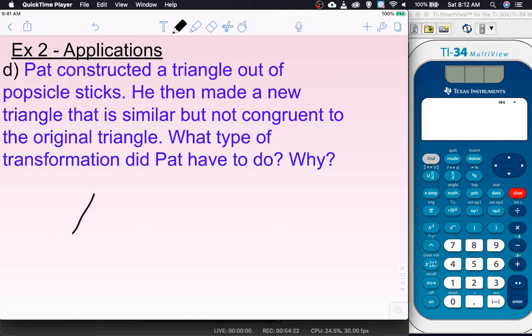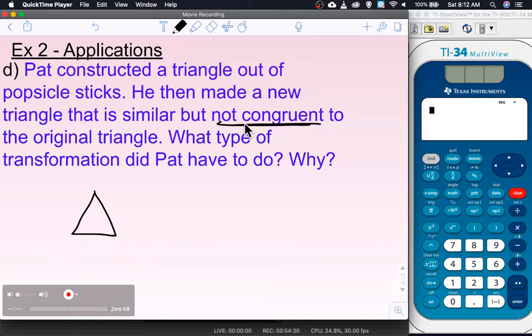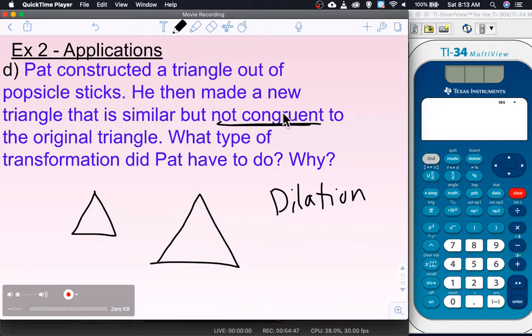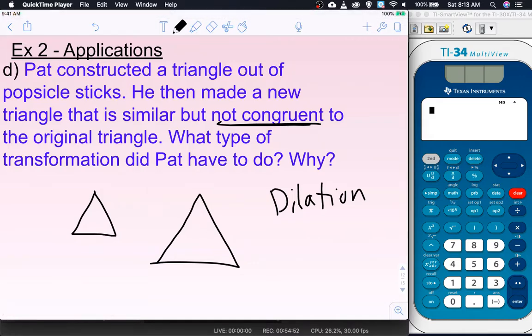Okay, so if he made a triangle out of popsicle sticks, and then made a new one that is similar but not congruent, it means it's not exactly the same. Well, if it's similar and not exactly the same, it means you had to do a dilation. Because dilation is the only transformation we've learned about that makes similar figures that are not congruent. All the other transformations are congruent. Rotation, reflection, all of them make congruent figures, except for the dilation.